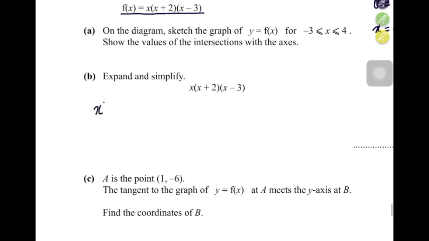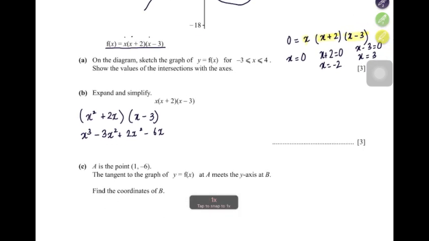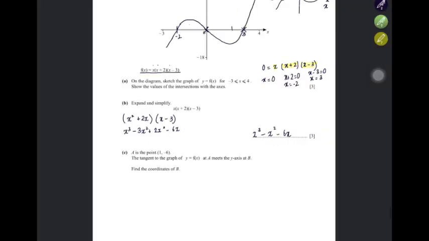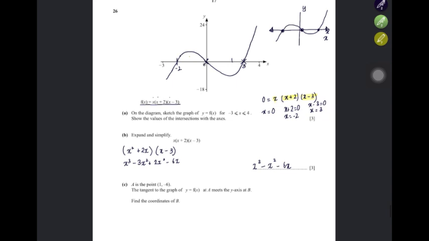So, x squared plus 2x. Now, whole brackets, x minus 3. So this would be x cubed minus 3x squared plus 2x squared minus 6x. That gives x cubed minus x squared minus 6x. A is the point 1 and negative 6, which would be around here.